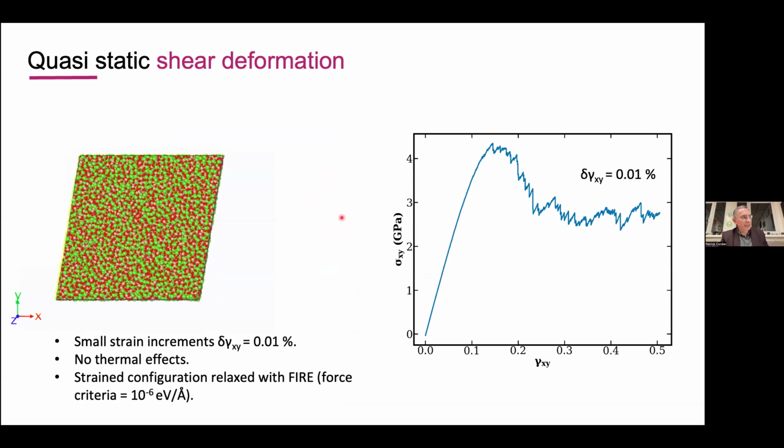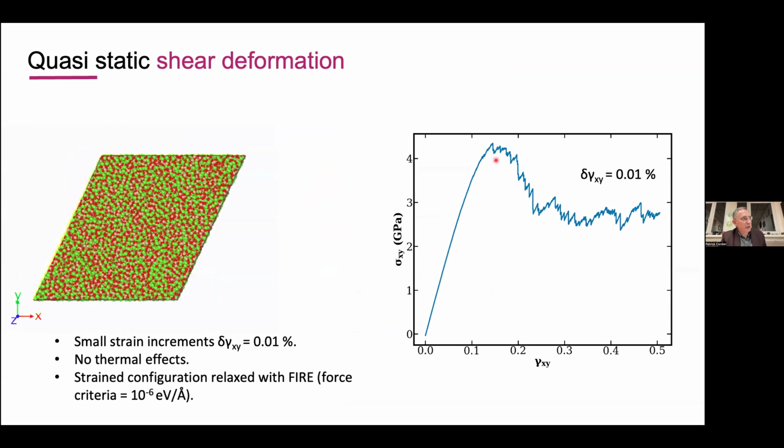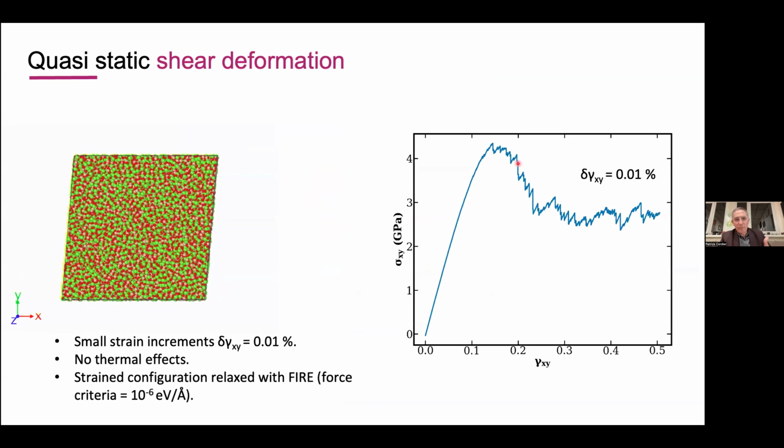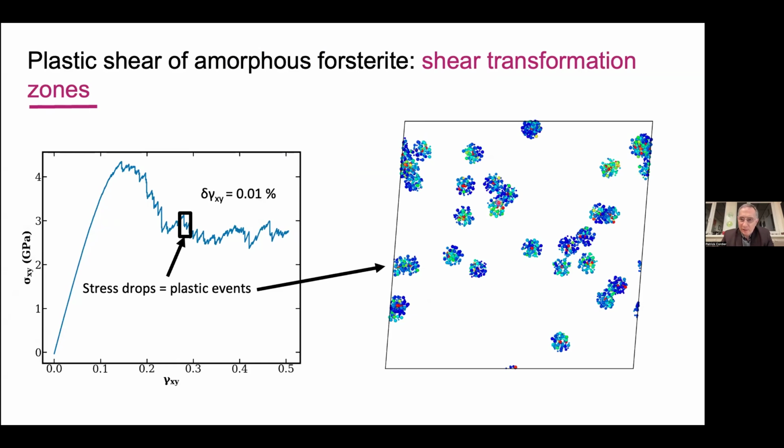This is what we call quasi-static, which is good to follow very precisely the different steps. And we see here that the plastic deformation is made of a lot of plastic events. So we can really isolate the plastic events and then make the analysis of what happens in the specimen. And basically, we see that there are some places where the atoms do not follow the regular shear strain, and they deviate from that. So there are places which localize plastic deformation, and these are what is called shear transformation zones.